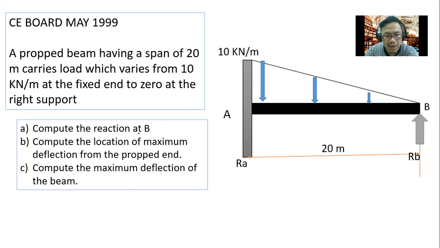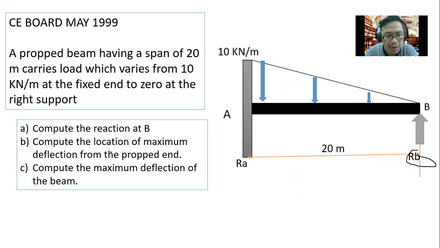First, we're asked to compute the reaction at B. Obviously, sa mga question na ganito, pagka mga prop beam, pagka tinatawag na prop beam, yun yung parang cantilever siya, no? One side is fixed, but there is a support here and the other end. So, pagka tinanggal natin yung support ng B, that becomes a cantilever beam. And this kind of beam is a indeterminate type of structure. Indeterminate, no? The reactions is way more than compared to the available equilibrium equation. So, compute the reaction at B, first question.